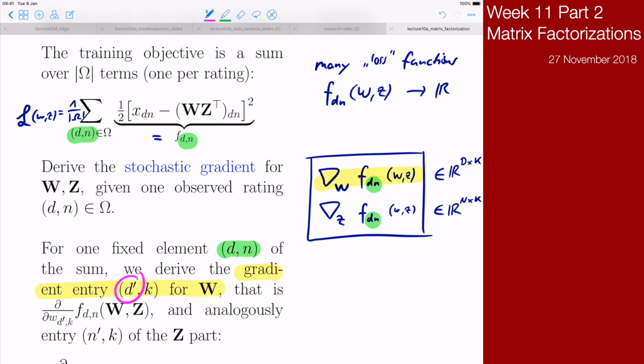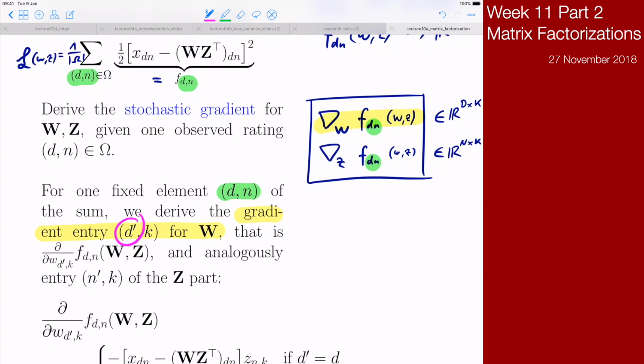So d and n are fixed. That's one function we care about. Still, I need to compute this full matrix gradient of W. That matrix has rows and columns. The rows are called d prime and the columns are called k. So here it is, the full expression: the gradient with respect to d prime, k, that's one entry of my gradient, of the function d_n. That's what we want to compute.